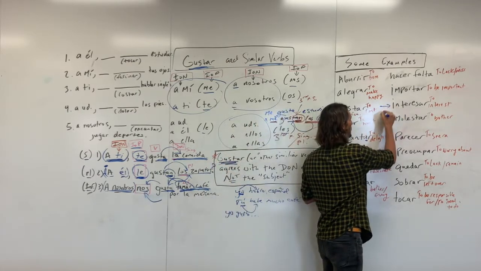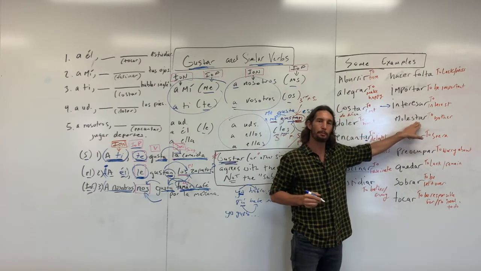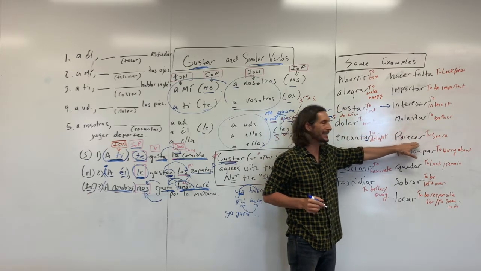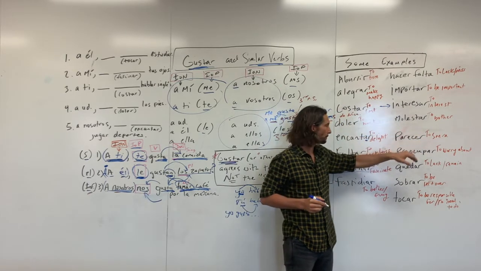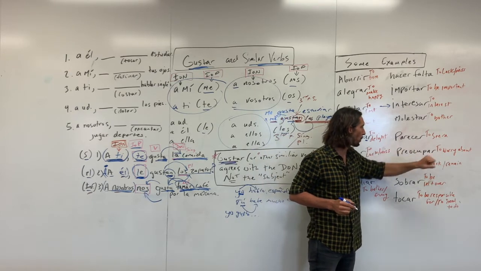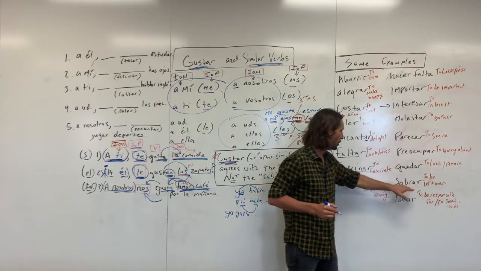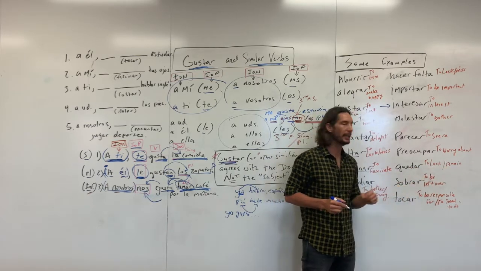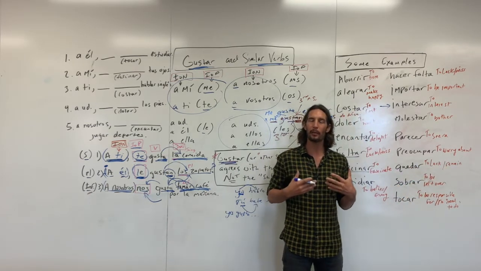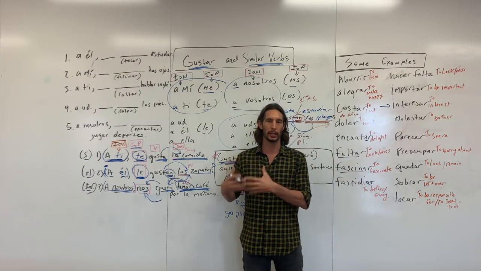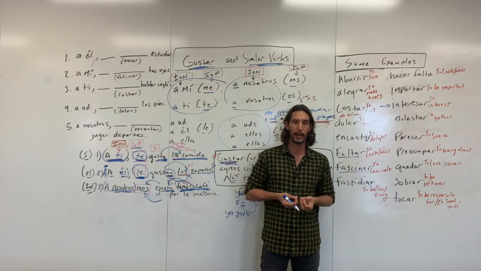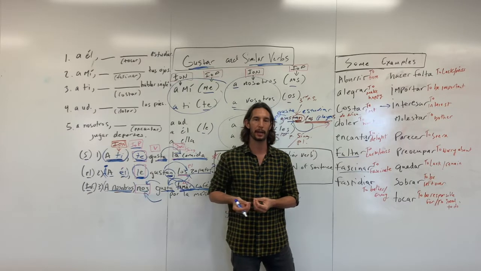Interesar is to interest. Molestar is to bother. Parecer is to seem. Preocupar is to worry about. Quedar is to lack or remain. Sobrar is to be left over, like, me sobra mucha comida. There's a lot of food left over. Me sobra mucha comida, right?